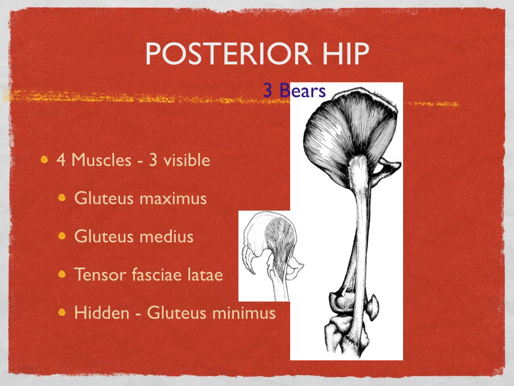And so you could, with a crazy stretch of the imagination, come up with a story called the tensor fasciae latae and the three gluteals. And out of that, you'd know there's a big one, a medium one, and a small one, and locate them within the picture.